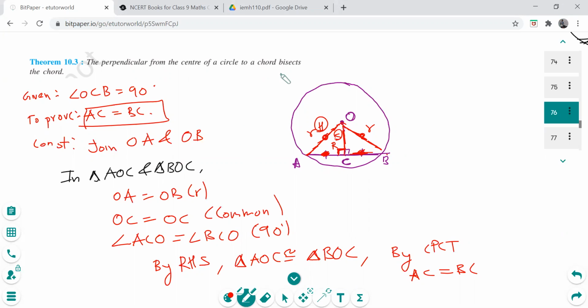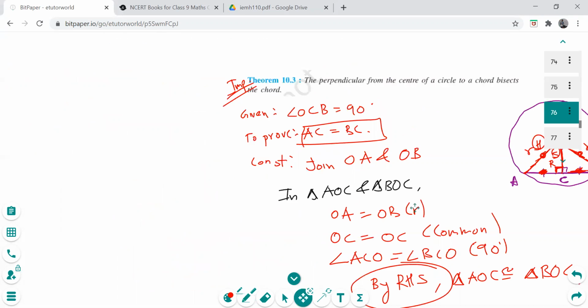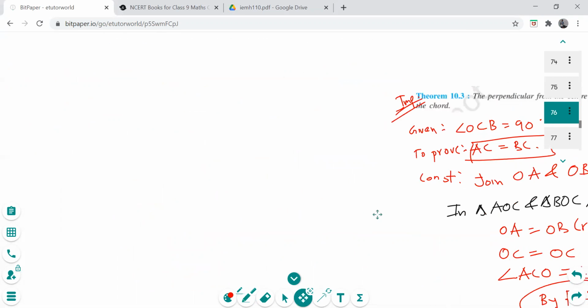Okay. So that was theorem 10.3. It's an important one, children. You should work on it again and again and again. And you know why? Because you were doing SAS instead of RHS. So theorem 10.3 is done hopefully.